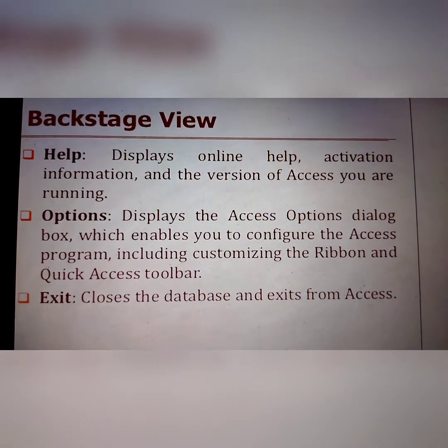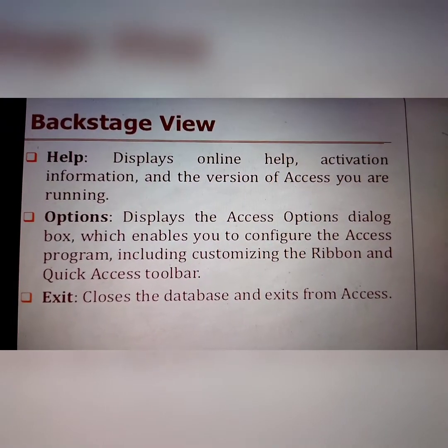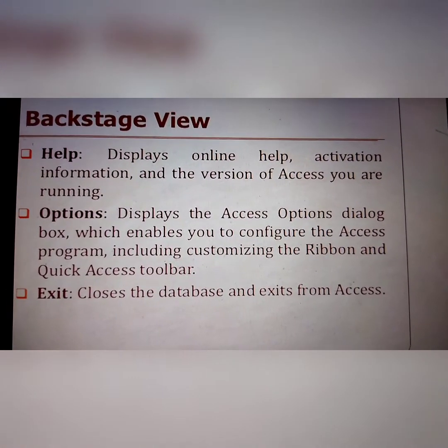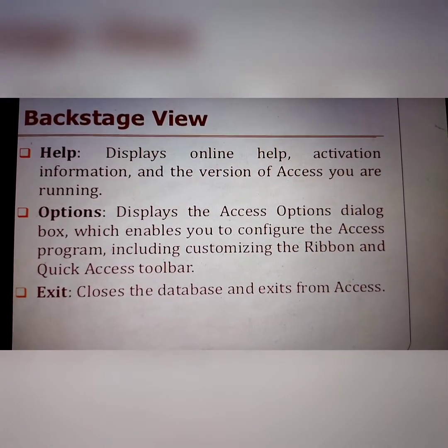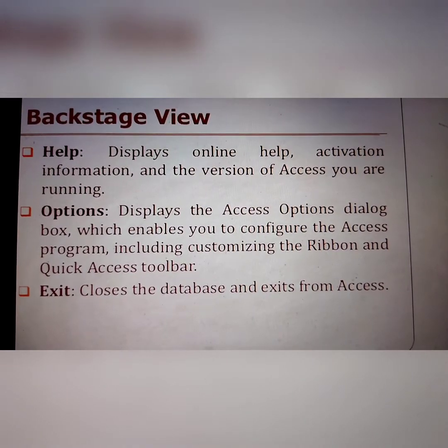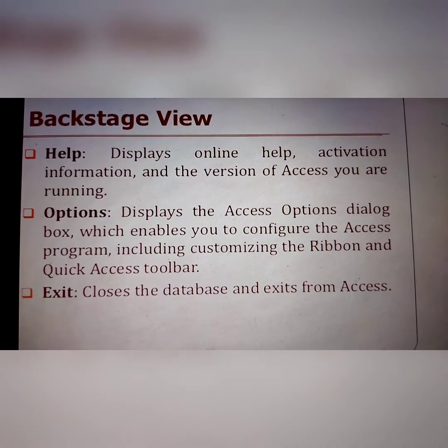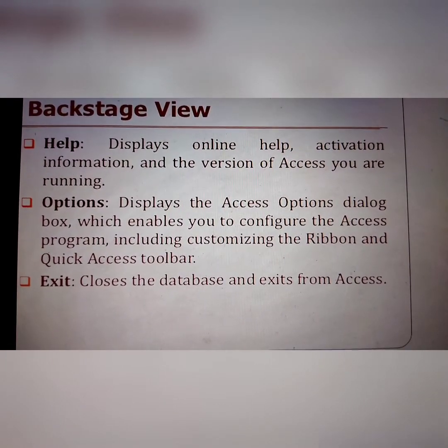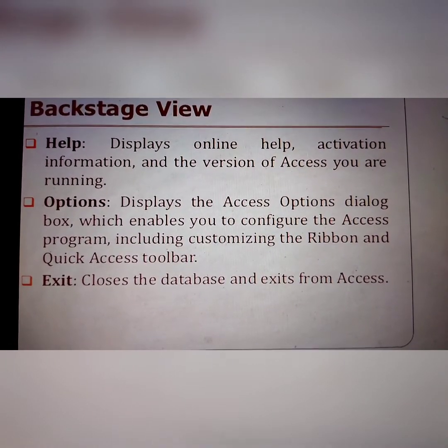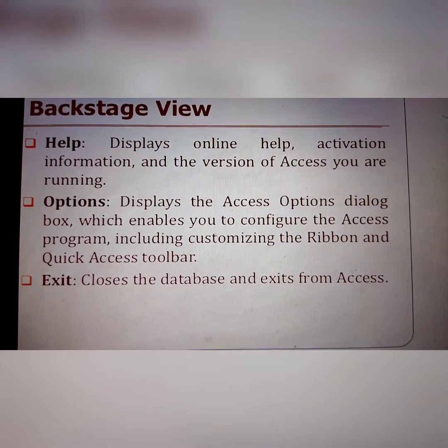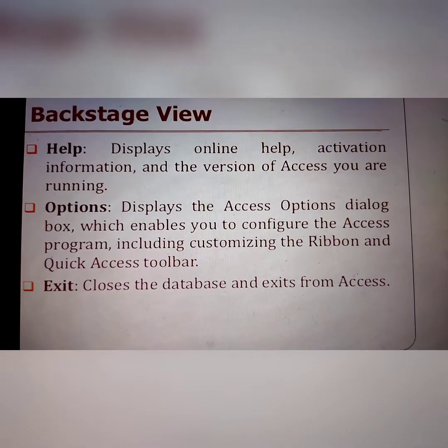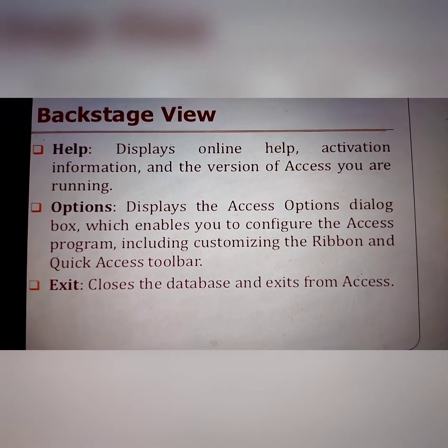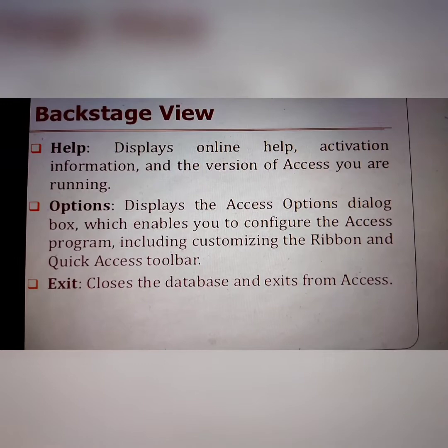Next topic is the backstage view parts: help, options and access. The help option displays online help, activation information and the version of Access you are running. Second is the options, which displays the Access options dialog box, which enables you to configure the Access program including customization options, the ribbon and the quick access toolbar. Last part is Access, which closes the database and exits from Access. So all are the parts of a backstage view in MS Access.